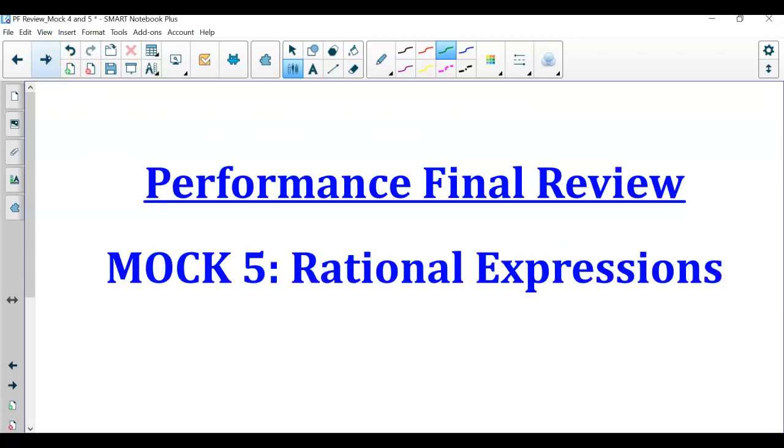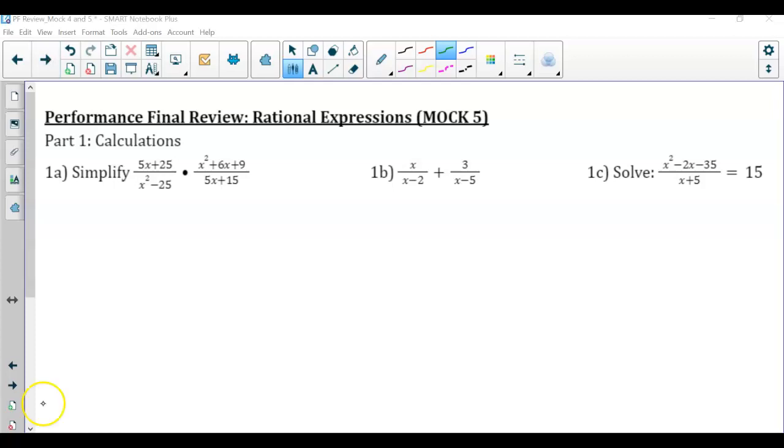So now I'm going to go into Mach 5, which is the rational expression question. In part one, the focus is just on calculations. So, like here in 1a, you are multiplying. Well, remember when multiplying fractions, you literally just multiply straight across the numerators and denominators. No need for the denominators to be the same. So that means here we're just going to factor and then simplify, cancel out.